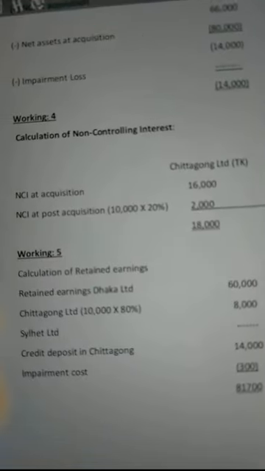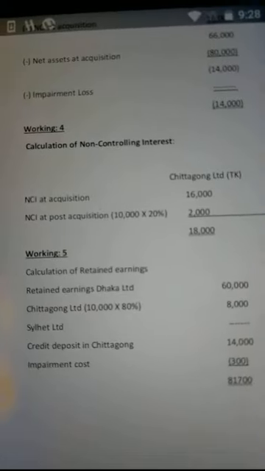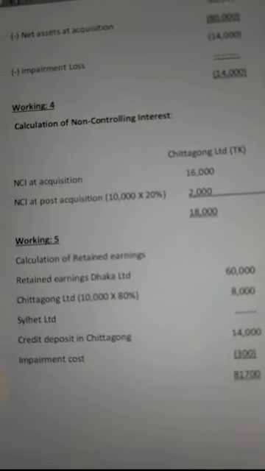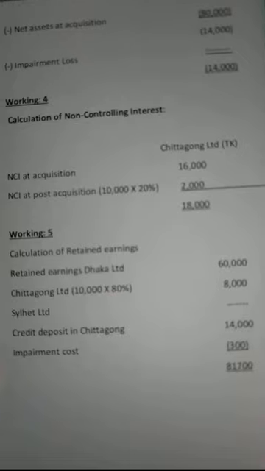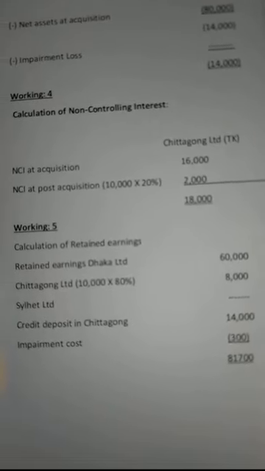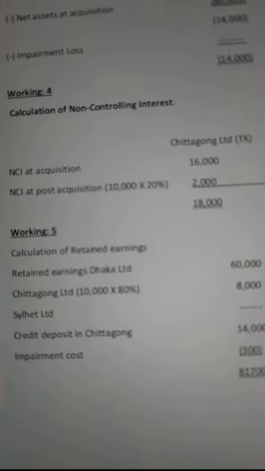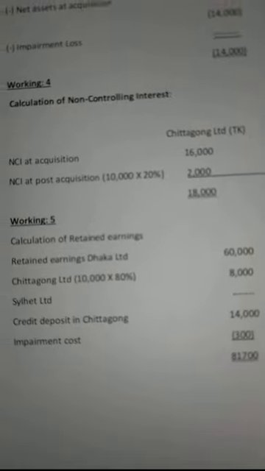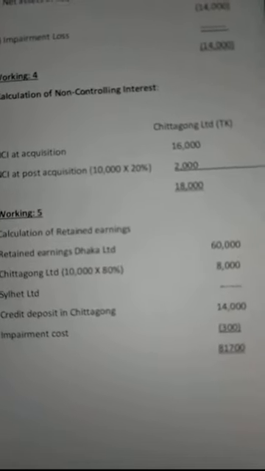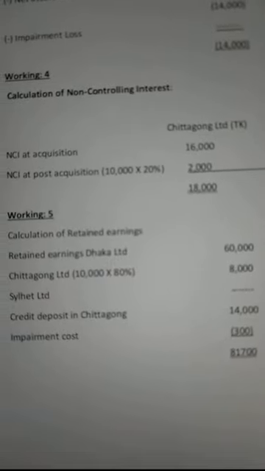So we have, as we have seen, that at first it's very simple. Just understand this. At first we need to calculate the retained earnings in working number 5. So here at first we need to write the retained earnings of Dhaka Limited, which is 60,000. We have found out from the financial statement, and we can't write the Chittagong Limited and Sylhet Limited's retained earnings here. We have to write the post acquisition of Chittagong Limited and Sylhet Limited here. So there is only one post acquisition that we have seen a couple of minutes ago.